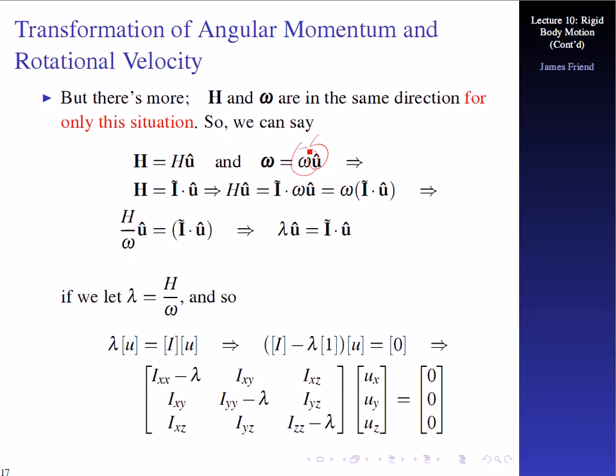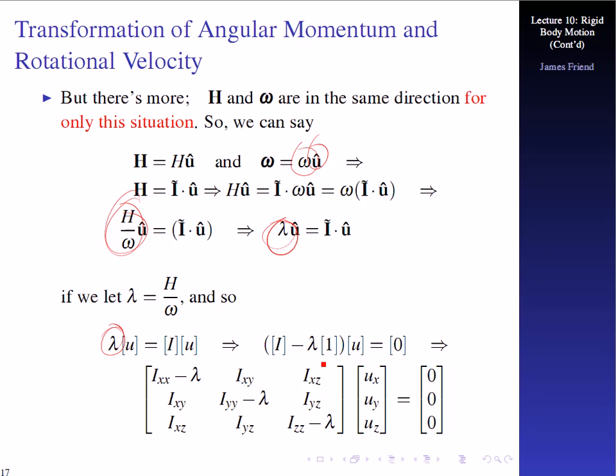And so it's quite nice to be able to write these two things, because what it means is that the angular momentum as a scalar divided by the angular velocity as a scalar can be treated as a ratio lambda, and that's just I dotted with that particular unit vector direction. And so then we can go back and see what this lambda value is. Notice that this is the ratio between two, and so this lambda really does have a specific meaning.